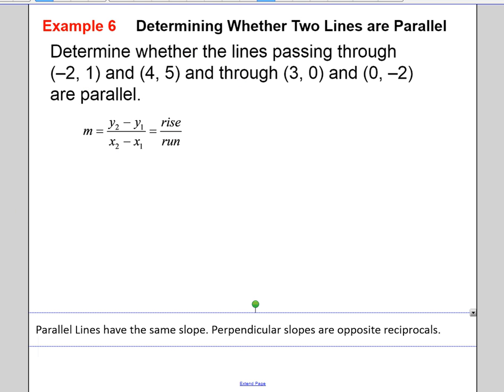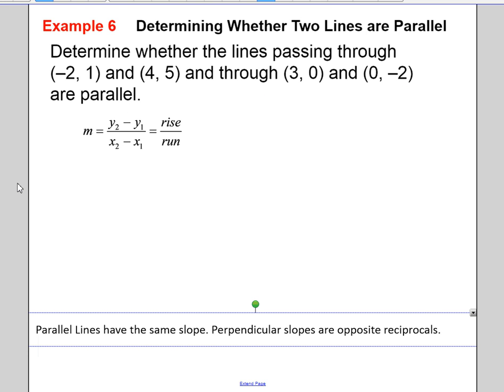In this example, we're looking at two lines that go through points. The first line goes through the points (-2, 1) and (4, 5), and the other line goes through the points (3, 0) and (0, -2). We want to determine if the lines are parallel. We do that by finding the slope.